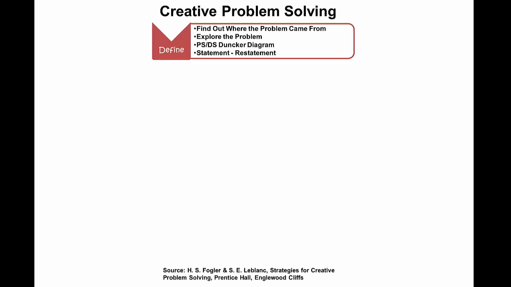So in this short video, I'm going through the step-by-step process of creative problem solving. The first step is define. We want to find out where the problem came from. We want to use the first step to gather information. We want to learn who defined the problem initially, and we want to challenge the assumptions made to arrive at the problem statement given to us.